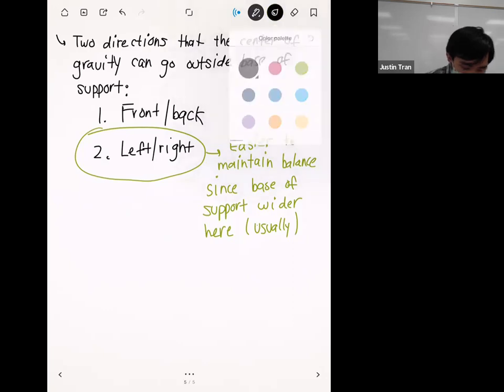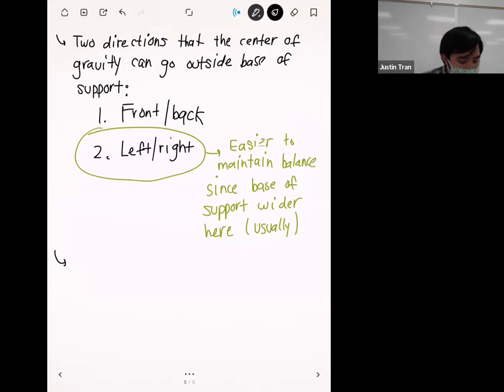All right. And one other thing that you can do to help you maintain balance is to lower your center of mass.